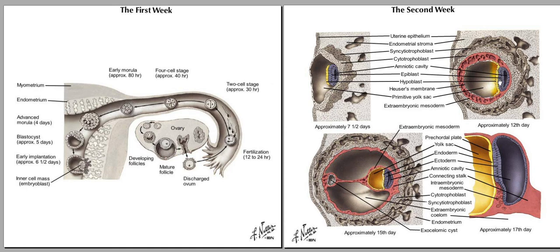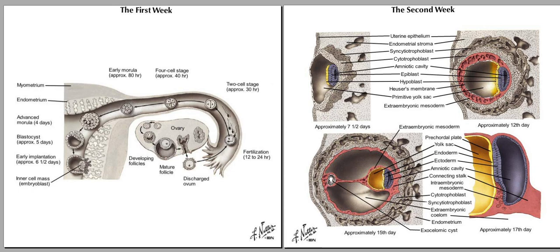You can see the epiblast. Okay, so this new layer is the extra embryonic mesoderm. I hope you can see the red lining over here. By the 15th day, more differentiations occur, and there's the extra embryonic mesoderm.